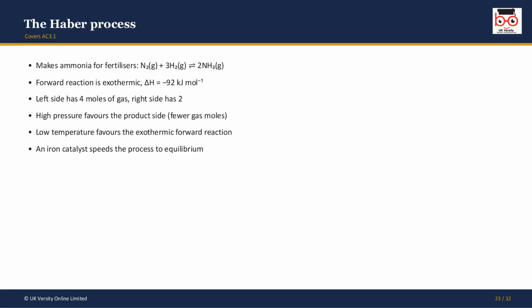The Haber process makes ammonia for fertilizers from nitrogen plus hydrogen in equilibrium with ammonia. The forward reaction is exothermic, with delta H of minus 92 kilojoules per mole, and the left side has 4 moles of gas against just 2 on the right. So high pressure favors the product side, with its fewer gas moles, and a low temperature favors the exothermic forward reaction. An iron catalyst is added to help the system reach equilibrium quickly.